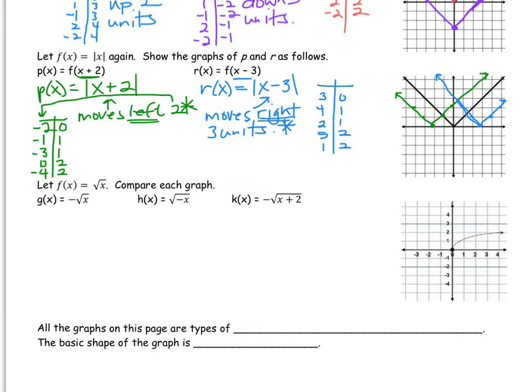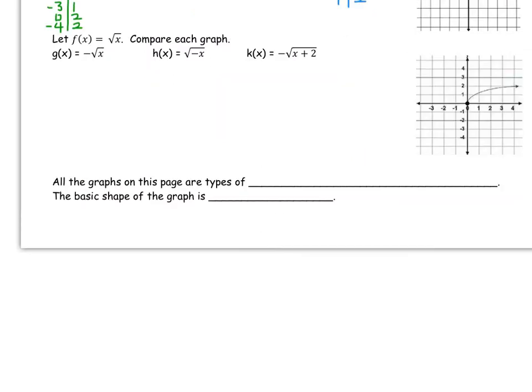So if the adding and subtracting is on the inside of the parentheses, this is horizontal, and it moves in the opposite direction. Now let's try some work with negative coefficients. And we're going to start with a different graph this time. Now we have f of x equals the square root function, or the square root of x. So what I'll do over on the right is we'll write out just a quick table for that parent function, and then we're going to look at g of x, h of x, and k of x.